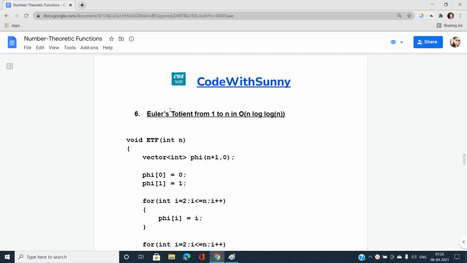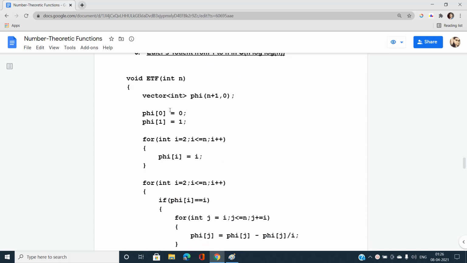Now this implementation is quite similar to the sieve of Eratosthenes algorithm. If you understand that sieve algorithm, then it will be much easier to understand this one. Now you can see I have this array, or you can say a vector, of size n plus 1, where we need to calculate for all the numbers in the range 1 to n.